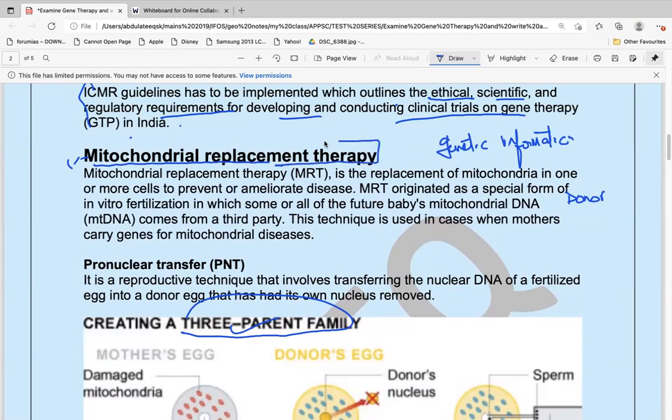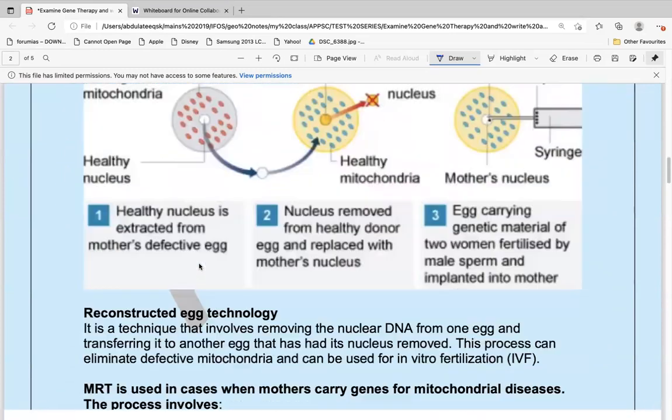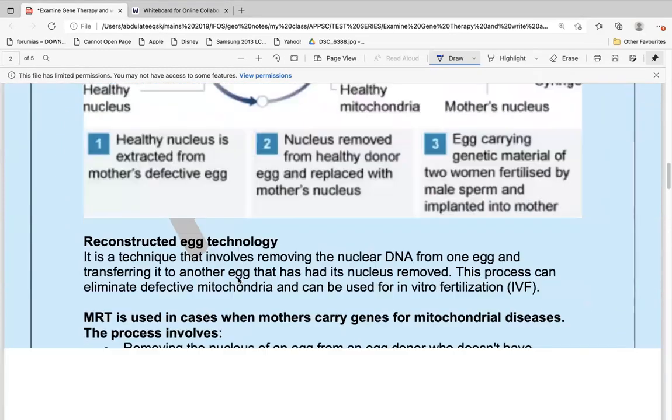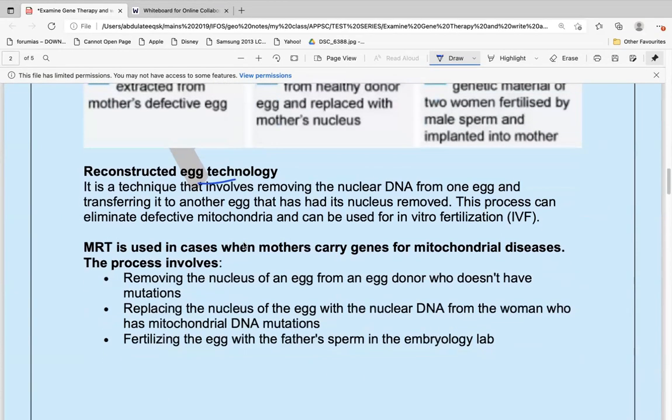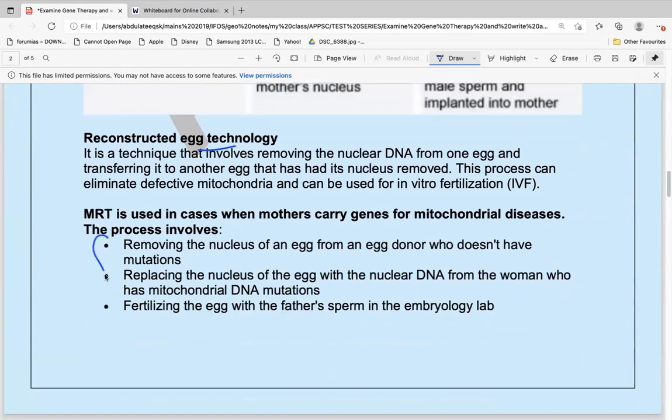If you don't do this mitochondrial replacement therapy and your mitochondria is problematic, it is going to cause severe problems to the child. So there are two methods. First is pronuclear transfer after the fusion, which is what is given here. Second is reconstructed egg technology, that is, before the fertilization process. I have given the steps here.